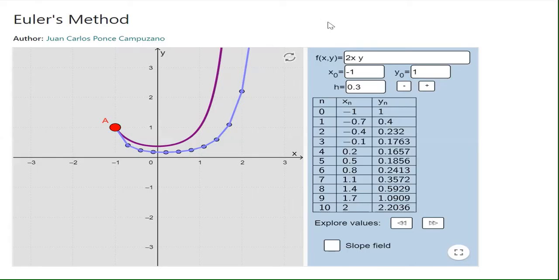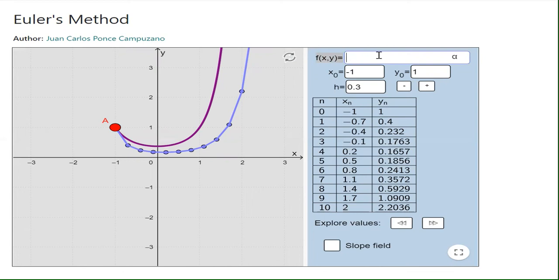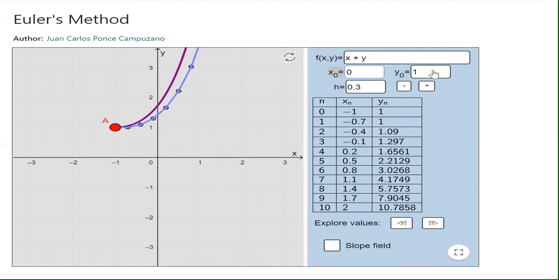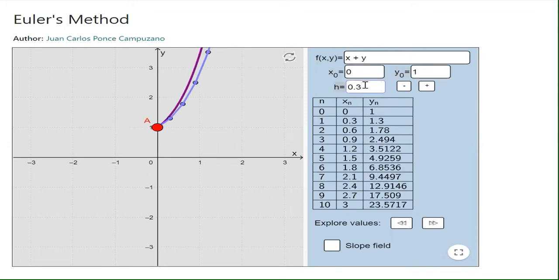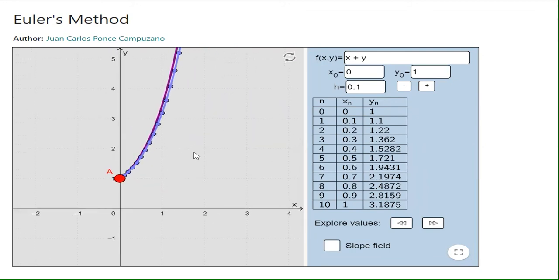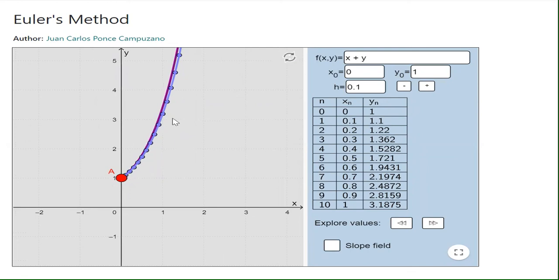We're going to see the plot of the exact solution curve and the numerical solution curve. This website allows you to type in the function, which is f of x, y. For this example, our f of x, y is x plus y, and the initial point is 0, 1. The step size that we use is 0.1. From the graph, you can see the plot of the curve in the solid one and the dotted curve, which is from the numerical solution. And the table shows you the values as you keep going for n iterations.